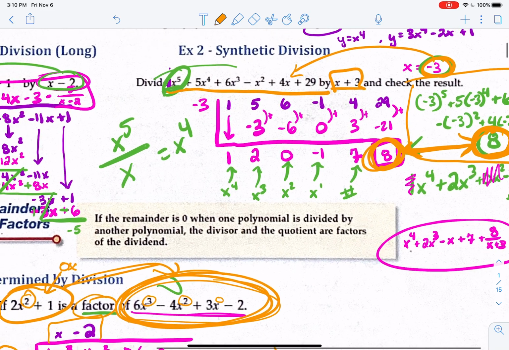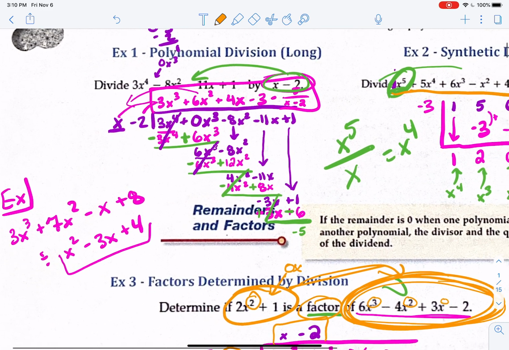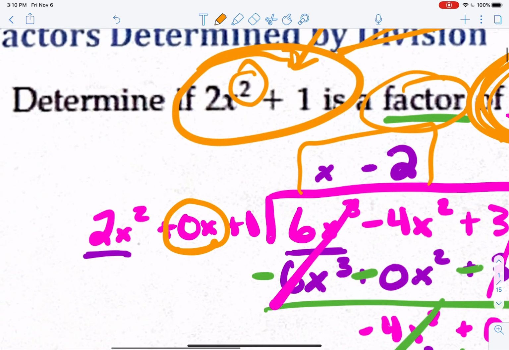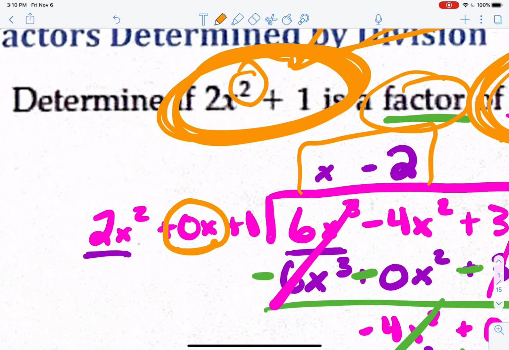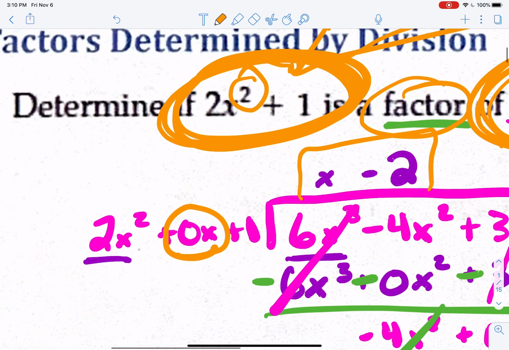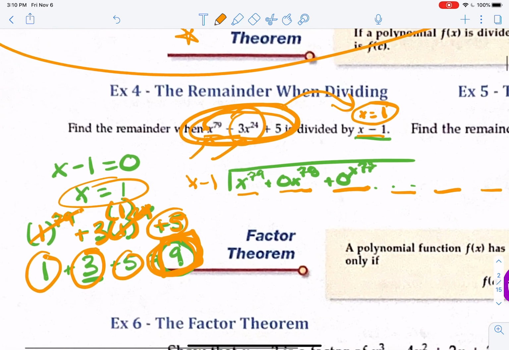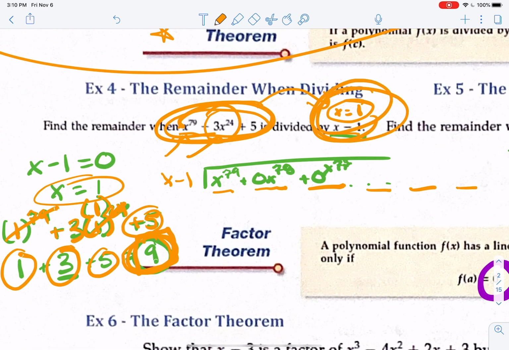Now, the problem with that is you can't always do synthetic division. Like for this problem down here, we couldn't use synthetic division when we're dividing by 2x squared plus 1. You can't use the remainder theorem to check 2x squared plus 1, because I can't find a value and set it equal to 0 and then plug that in when it's not just a linear factor.